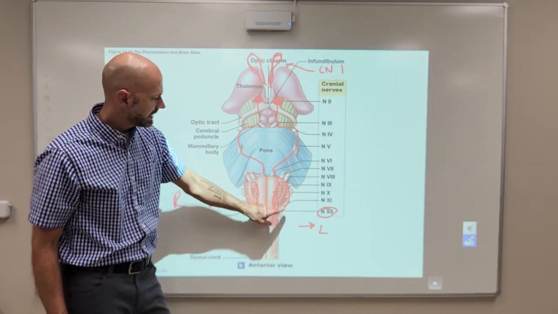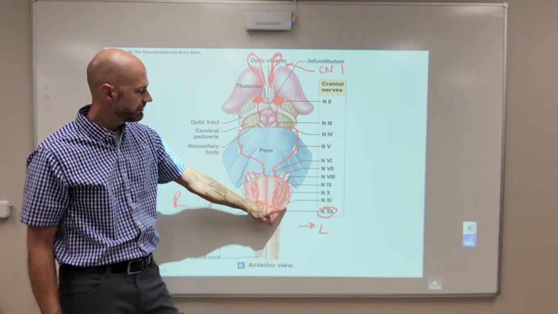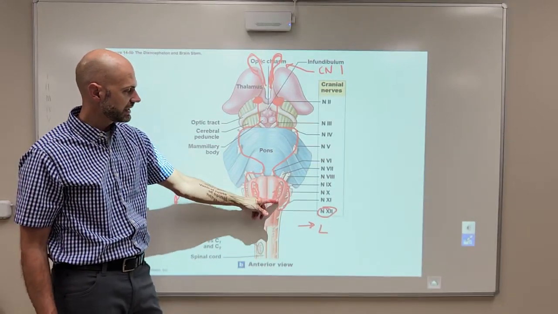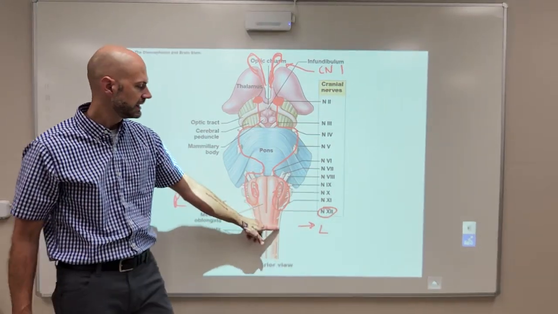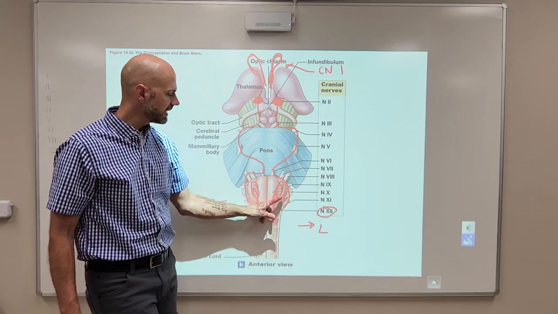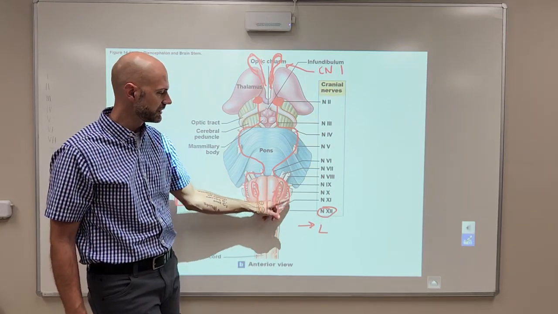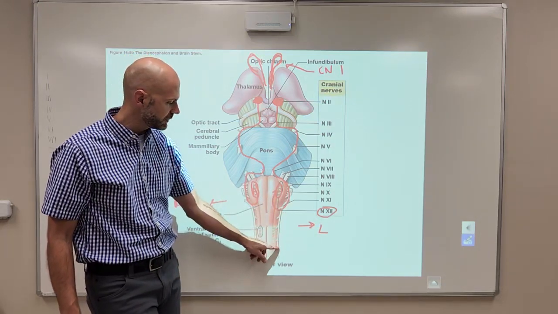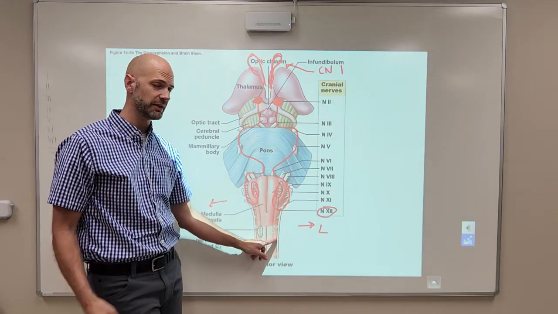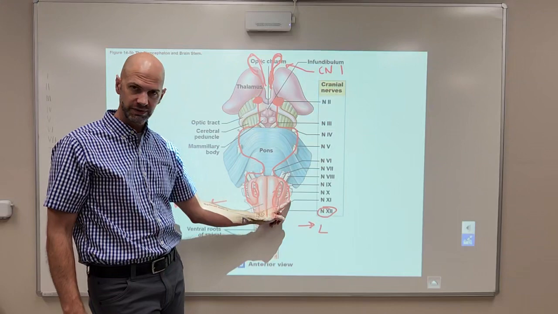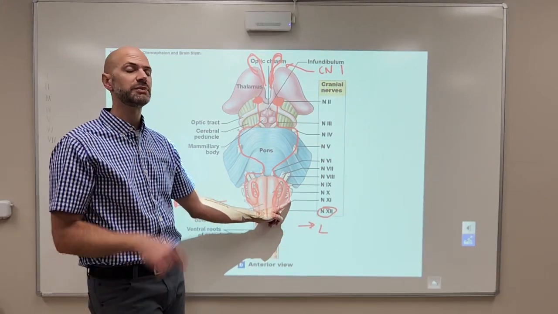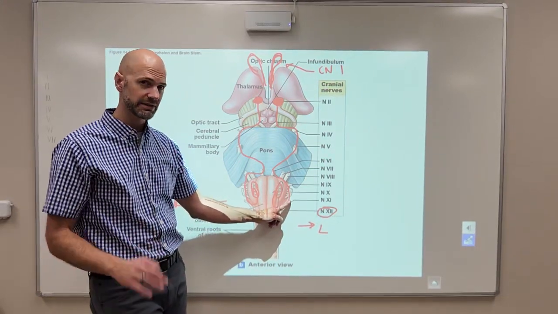9, 10, 11 are in the medulla, and 12 is several nerve roots in the medulla. Actually, 12 is in the medulla. 11 actually has nerve roots that extend down into the spinal cord. Again, super weird, but the nerve itself emerges superior to the foramen magnum, so we count it as a cranial nerve.